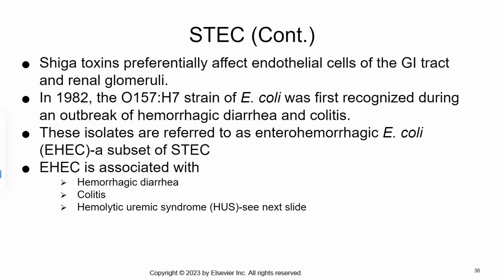In 1982, the O157:H7 strain of E. coli was first recognized during an outbreak of hemorrhagic diarrhea and colitis. These isolates are referred to as enterohemorrhagic E. coli, or EHEC, which is a subset of STEC. EHEC is clinically significant and reportable. If this is identified in a laboratory, we do report this. It's associated with hemorrhagic diarrhea, colitis, and hemolytic uremic syndrome.